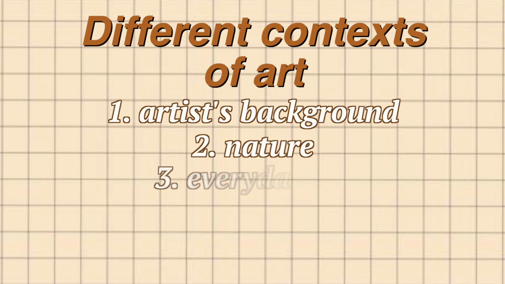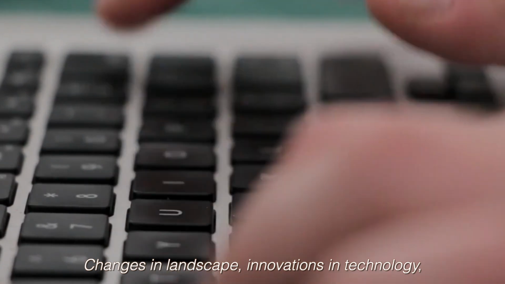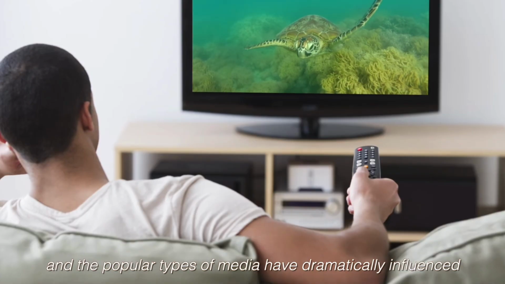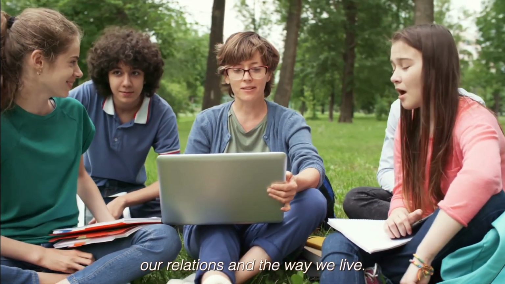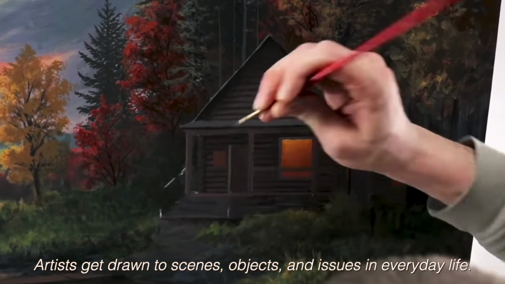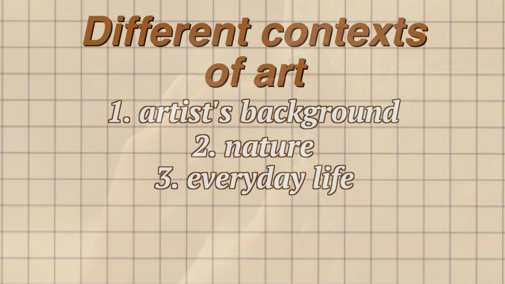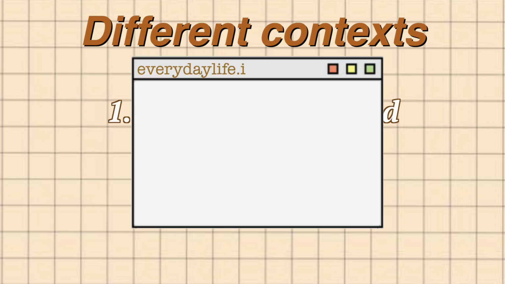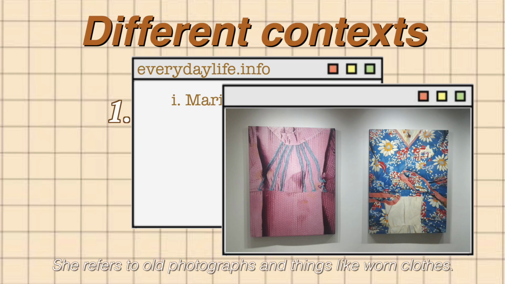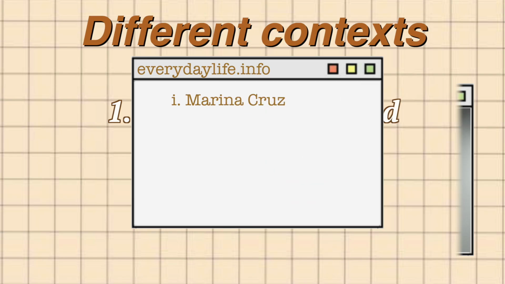Another context of art is everyday life. Changes in landscape, innovations in technology, and the popular types of media have dramatically influenced our relations and the way we live. Artists get drawn to scenes, objects, and issues in everyday life. Some get inspiration from personal memories. Marina Cruz. She refers to old photographs and things like worn clothes, and reproduces them by enlarging their image through painting or casting in the case of sculptures.